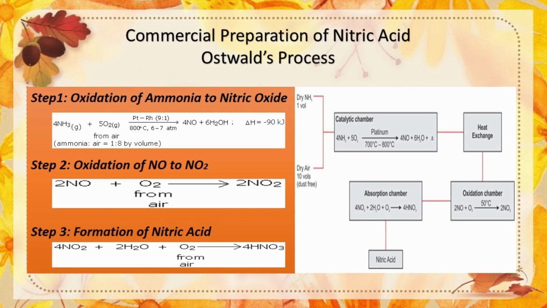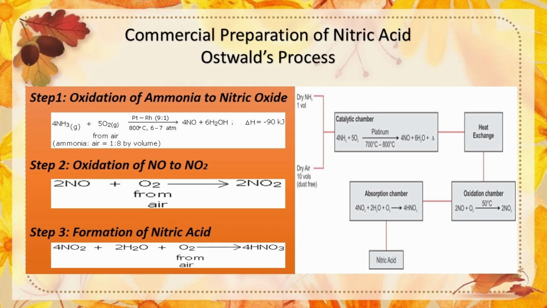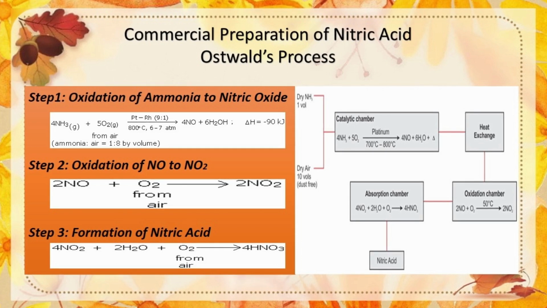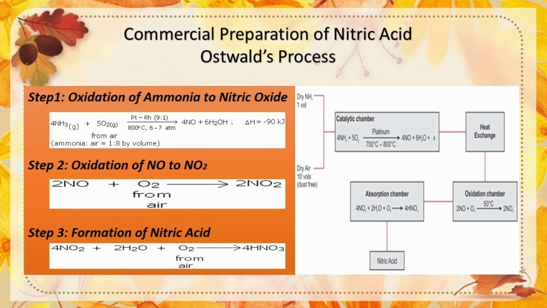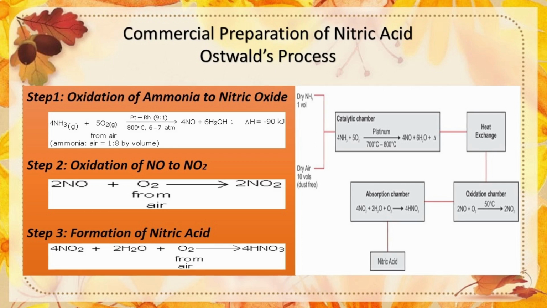The second step is oxidation of nitric oxide to nitrogen dioxide. The nitric oxide is oxidized by air at temperature below 100 degrees Celsius to yield nitrogen dioxide. The third step involves the formation of nitric acid. The nitrogen dioxide formed is absorbed in water, and is then converted to nitric acid in the presence of air.